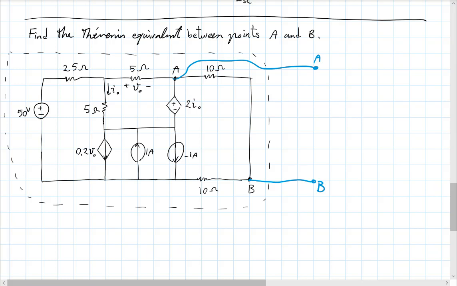Now, I might not specify that in the future. I might just say between points A and B. But this is what is implied. So I have the whole thing in a box, and I'm asking for the Thevenin equivalent between points A and B. So maybe just give it a try for a couple of minutes. And again, I don't need a full solution. It's a big circuit. It might take a while. But just to see that those two steps make sense for you.